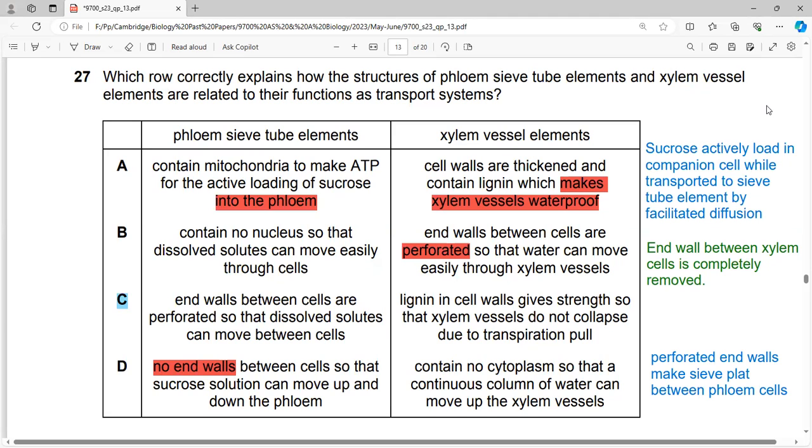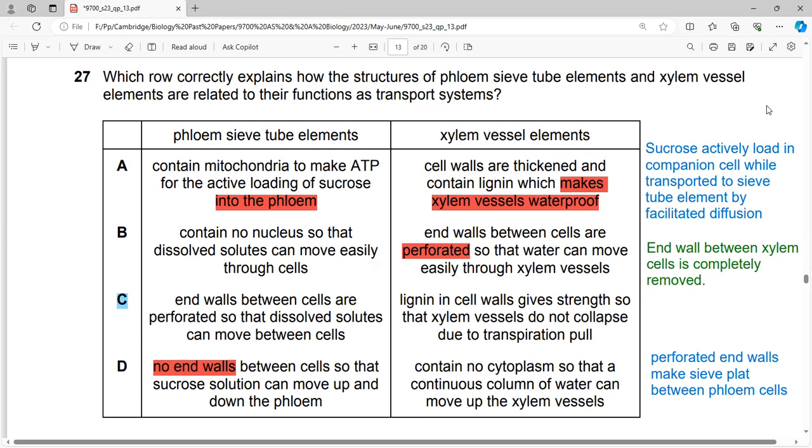What about the xylem? The end wall between the two cells is perforated. The word perforated is telling us this contains the sieve plate, and this sieve plate is present in phloem sieve. What about the end wall completely disappearing? It's completely removed. So that's why this word perforated is wrong here. The C option, the end wall between the cell perforated. You can see this word perforated is coming in the phloem. This is a correct statement, so the dissolved solute can move between the cell.